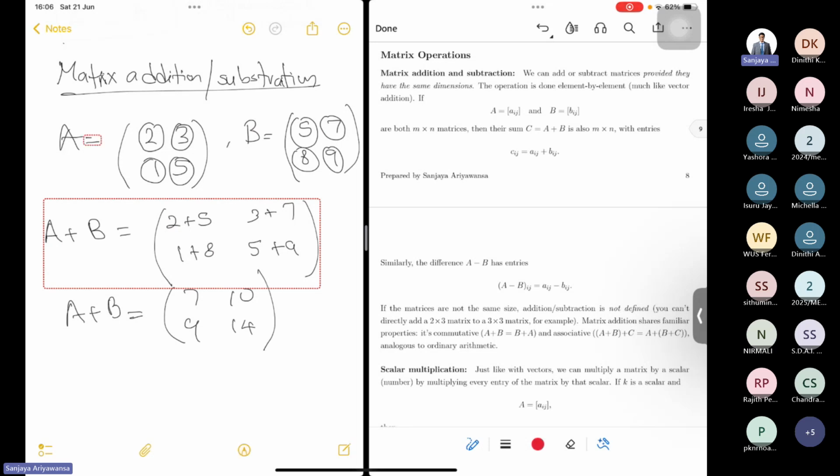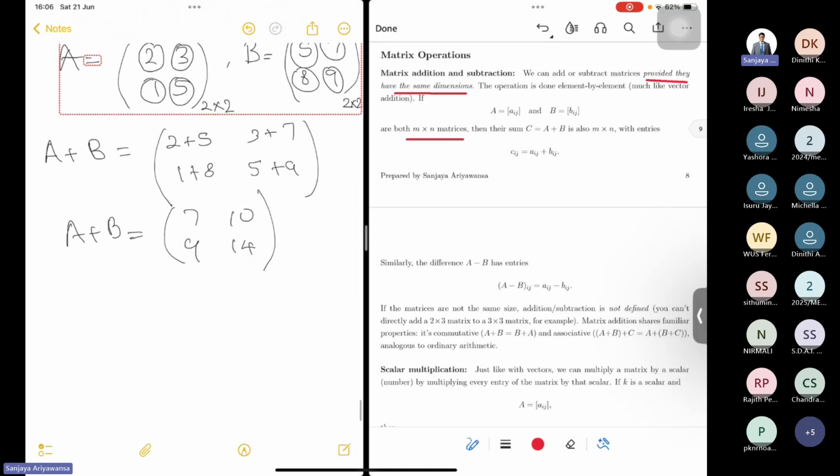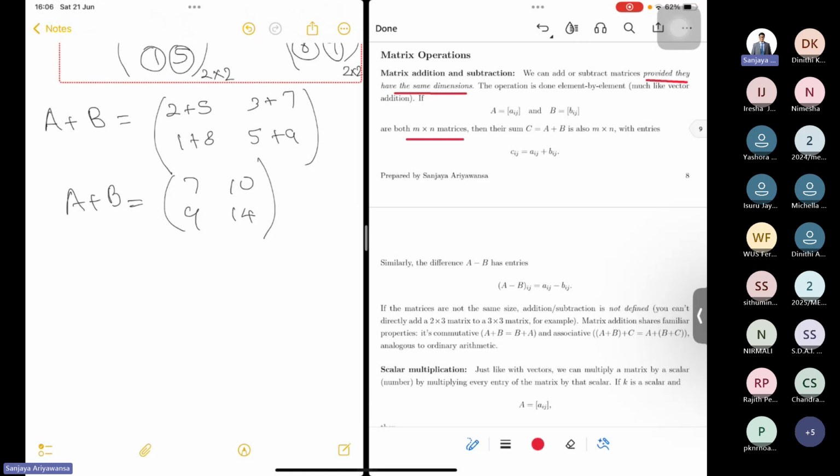Now, it may look simple, but there are some things that you have to keep in mind. We have to make sure that the matrices that we are adding have a similar size. What do I mean by same dimensions? That's very key, provided they have the same dimensions. The same dimensions in the sense the same number of rows and the same number of columns. So for example, here I've taken a very simple example, a square matrix, which is 2 by 2 and 2 by 2. So then you can add.